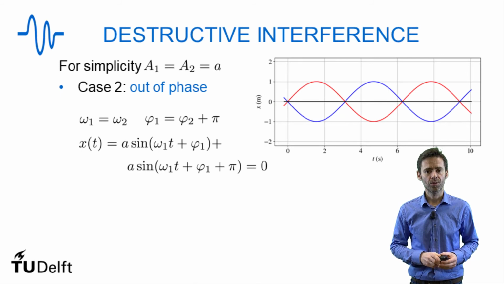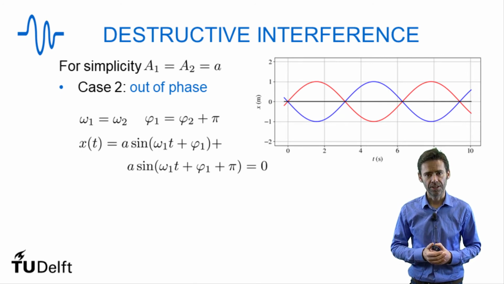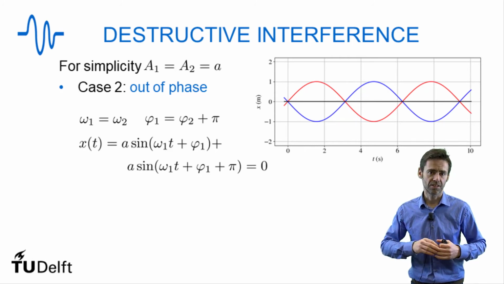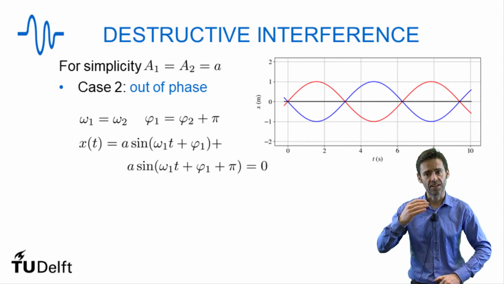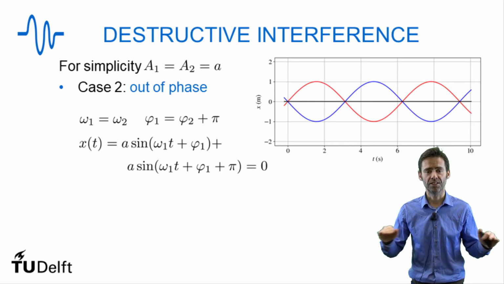Secondly, we'll look at another type of addition, with one oscillation being pi radians out of phase with the first oscillation. If you take the sine of an argument plus pi, this essentially changes its sign, and therefore if you add these two oscillations together, sine(omega 1 t plus phi 1) and sine(omega t plus phi 1 plus pi), you essentially get 0. This is what is called destructive interference. The two oscillations entirely cancel each other, resulting in a sum that is actually 0.